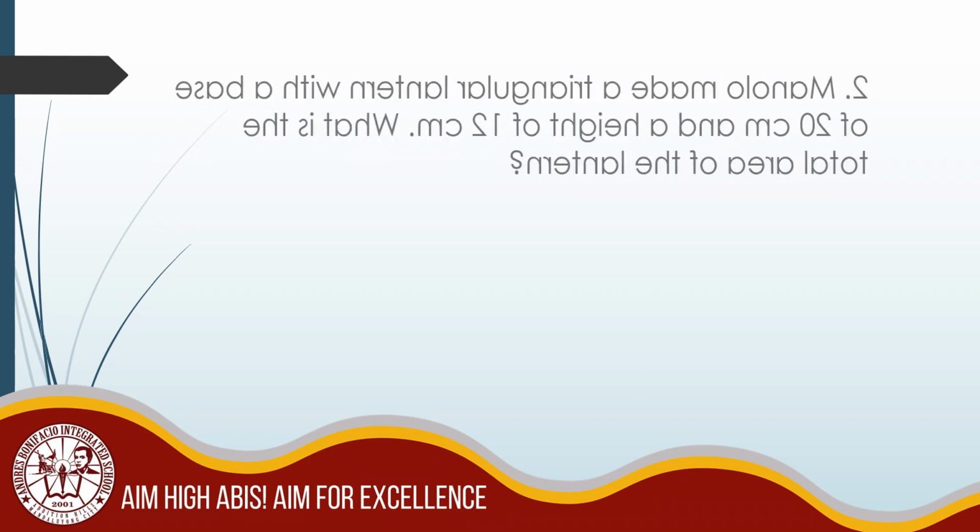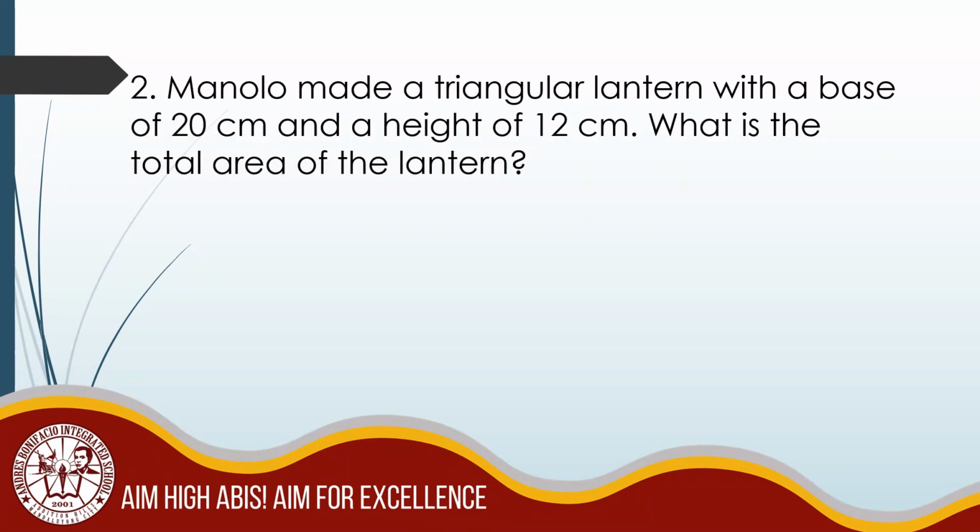Read carefully and analyze the second problem. Manolo made a triangular lantern with a base of 20 centimeters and a height of 12 centimeters. What is the total area of the lantern? And if you answer 120 square centimeters, then you got it right.